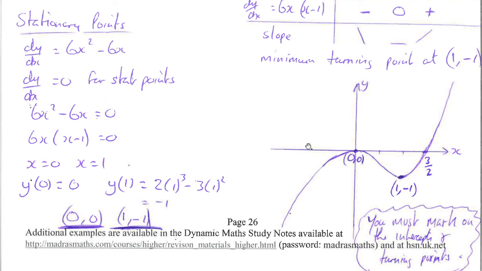So we can just complete the graph. You must mark on the intercepts and the turning points. So just because you've got it written here that the minimum turning point is 1, negative 1, if you choose not to write that on your graph, you're throwing away a mark. And every mark is important, so please don't choose to do that.